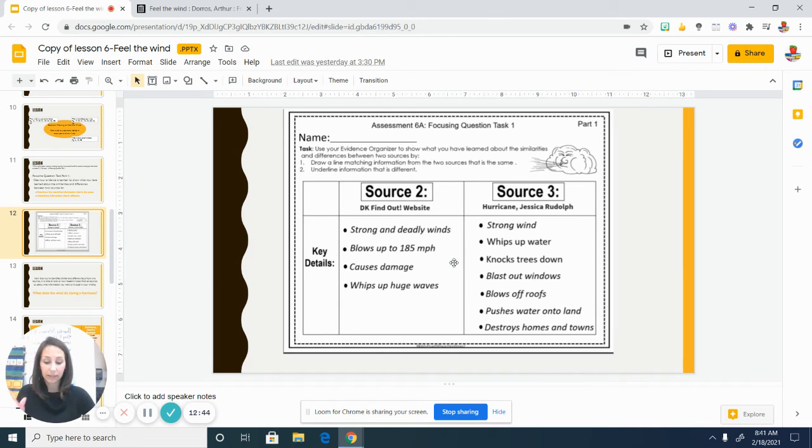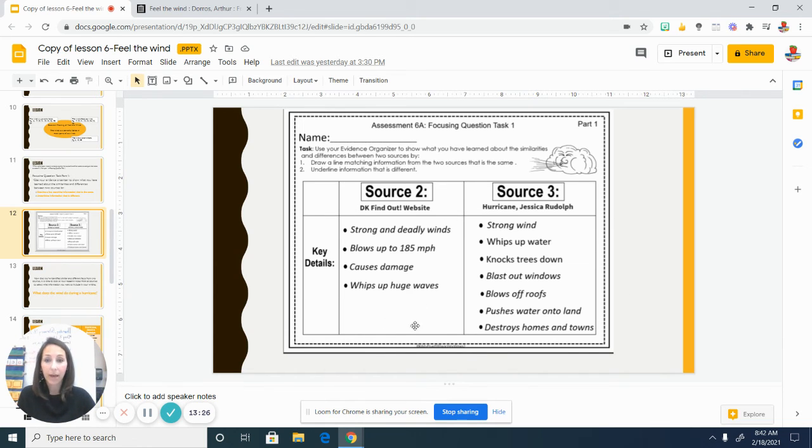Okay, so here is the same page that you have on your copy. This is the first page. And what we're going to do is practice finding research and details that are similar and that are different from two different sources. So we've done this before in class, and today I'd like you to try, and we'll get started together and then you can finish, where we're going to compare the DK Find Out website, the website that we took a look at in class, plus the hurricane book that we read during one of our other lessons that was on Epic by Jessica Rudolph.